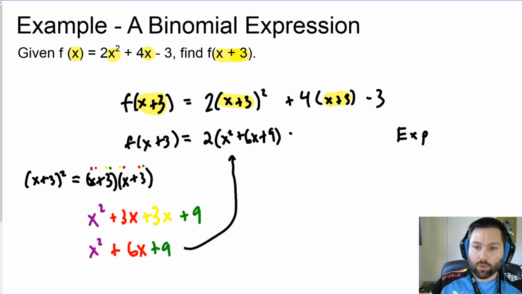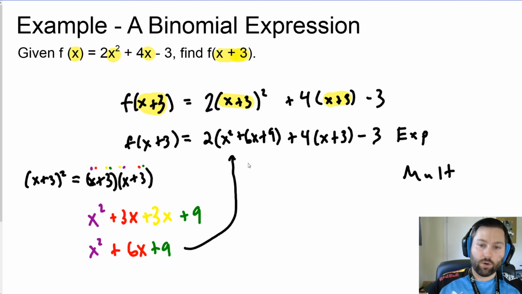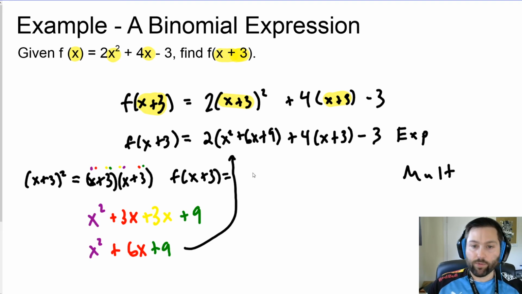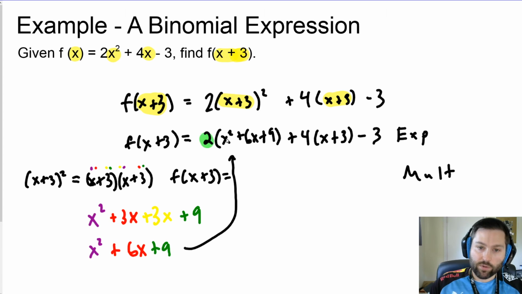And then you have plus 4 times x plus 3 minus 3. So I still have a little bit to go here because now I have to do all of the multiplication. So f of x plus 3, and I'm going to leave a little room for the arrow to go through, is I'm going to take the 2 and I'm going to distribute the 2 to here, here, and here.